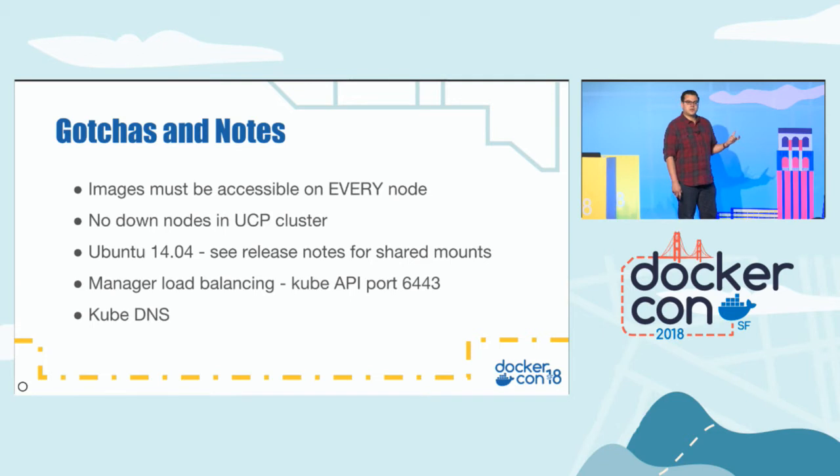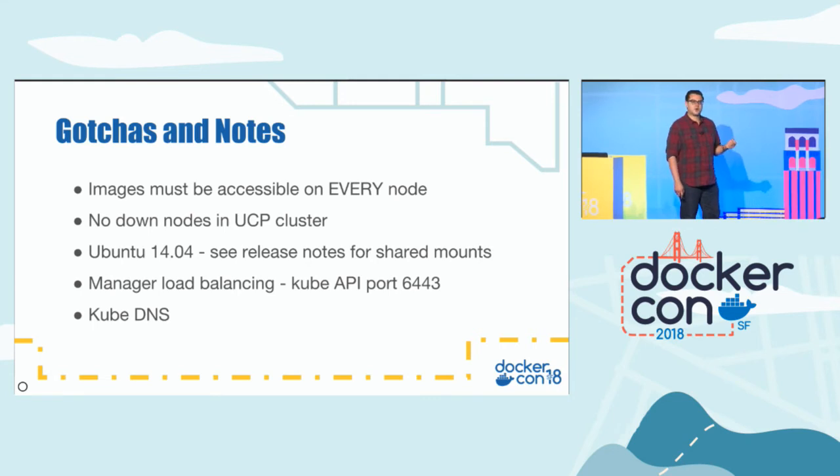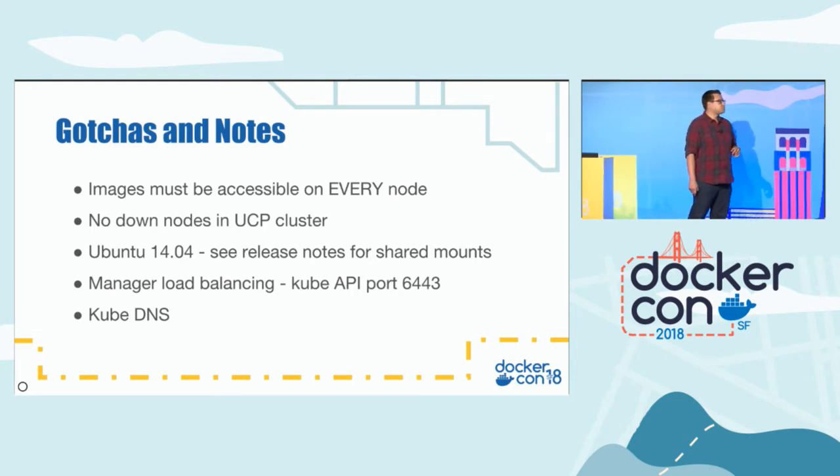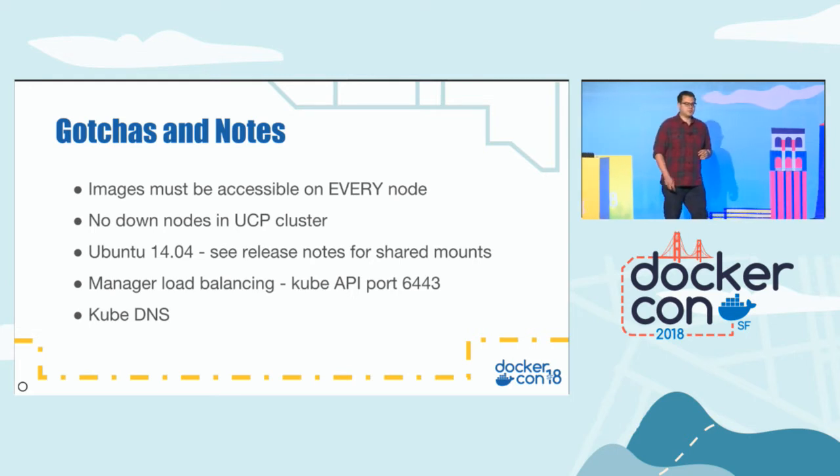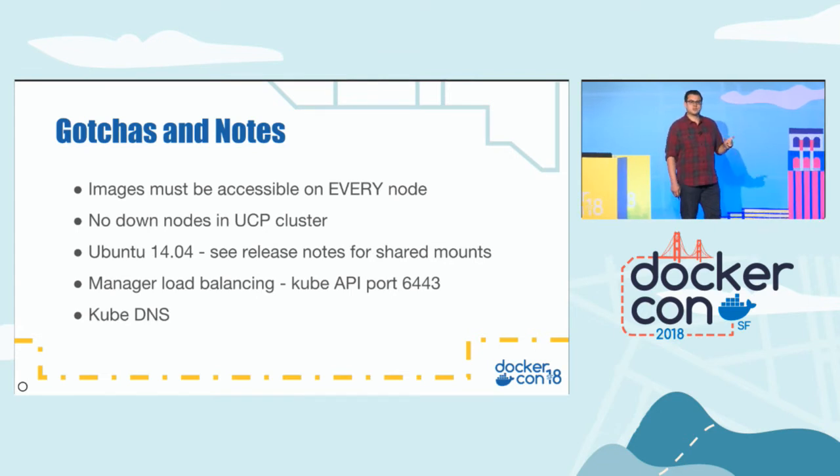Same thing applies with down nodes. So if you've lost nodes, especially if you're in an environment like AWS where you have nodes come and go a lot, if any nodes are still marked as down in the cluster, even if they don't exist anymore, your UCP installation will fail and it will roll back. A note for those of you still running Ubuntu 14.04, there are some issues with shared mounts. Make sure you read the release notes for this. It's a few command lines and you'll be fine.